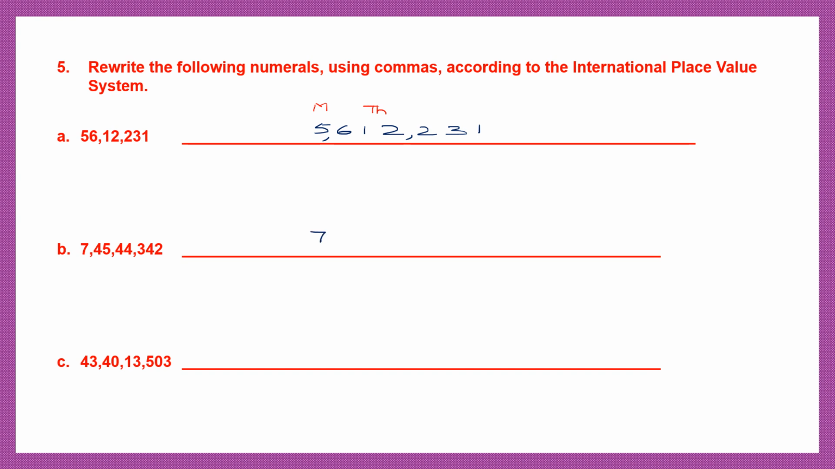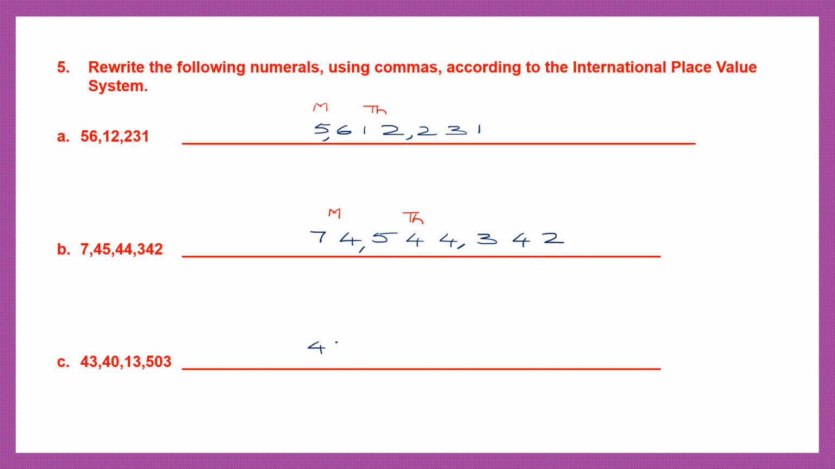Now let's write the next one without commas. So that is 7454432. Placing commas after every 3 digits. 1, 2, 3, comma. 1, 2, 3, comma. So let's do that. We have a comma here and a comma here. Now, if we have to read the number, this is 7,454,432.